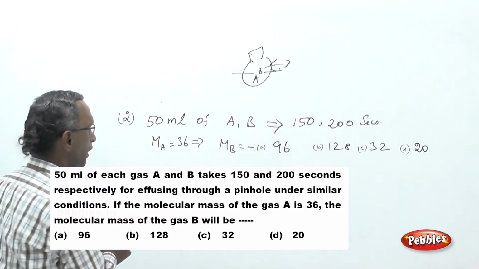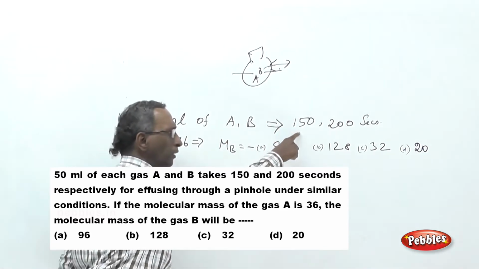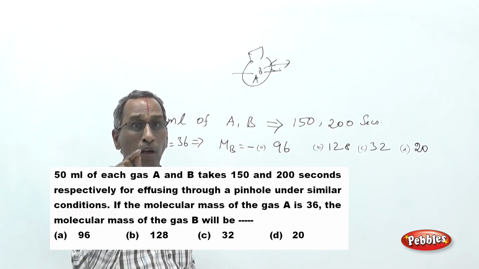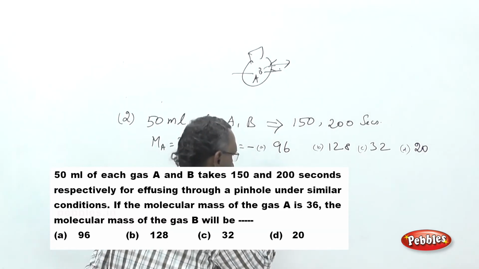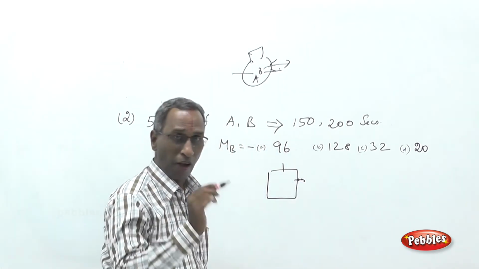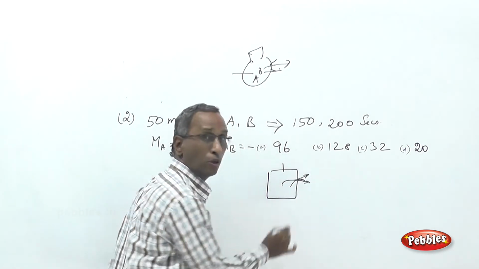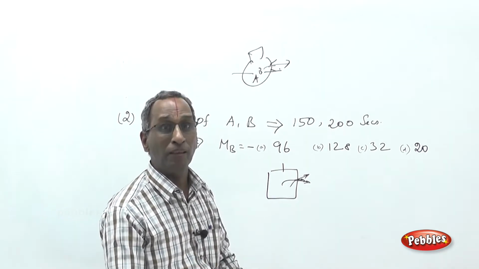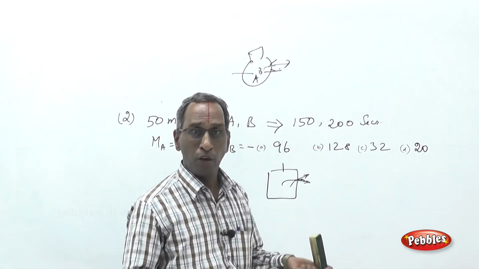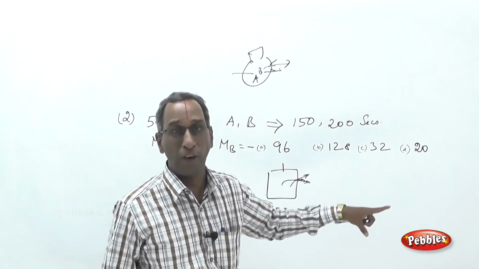The question reads: 50 ml of two gases A and B take 150 seconds and 200 seconds respectively to pass through a hole provided in the container. So we have a container like a cylinder with a small hole kept here. Definitely gas molecules will escape, all of them, but the rate of their escaping is different. Heavier molecules will move slowly, lighter molecules will move fast. Affinity towards atmosphere will also make them move fast. There are a variety of factors.